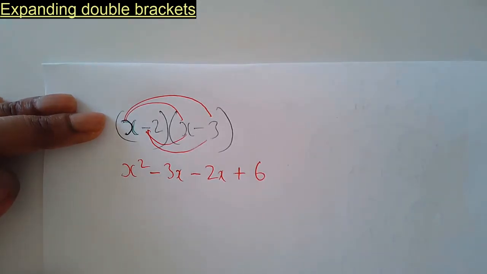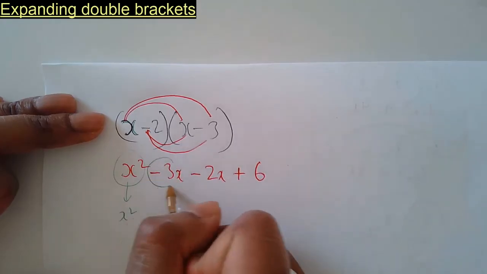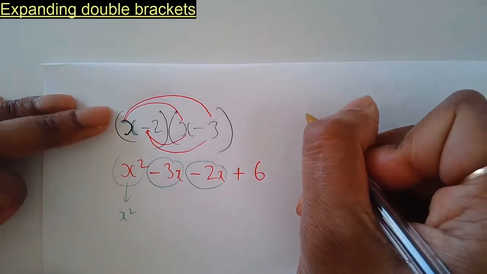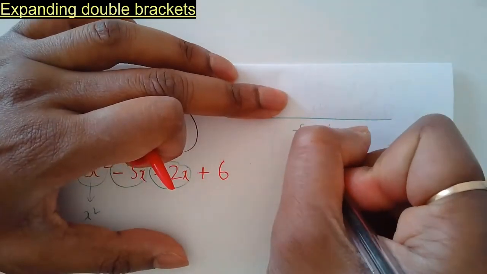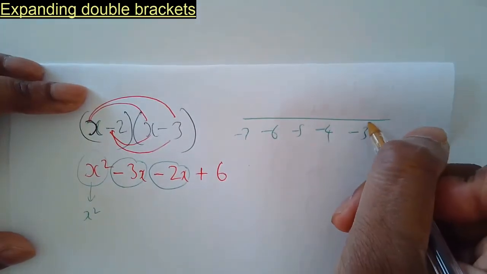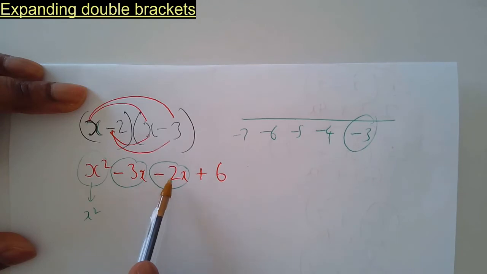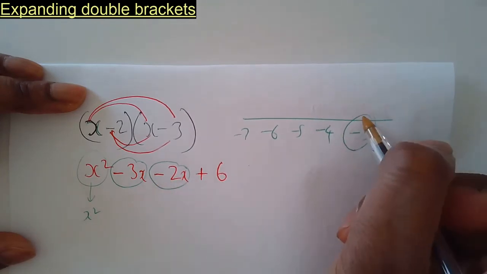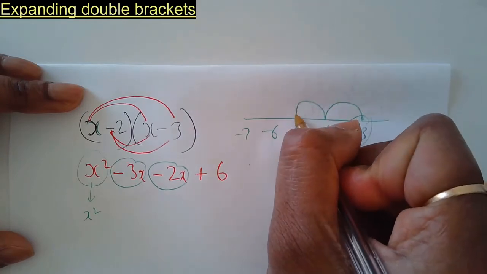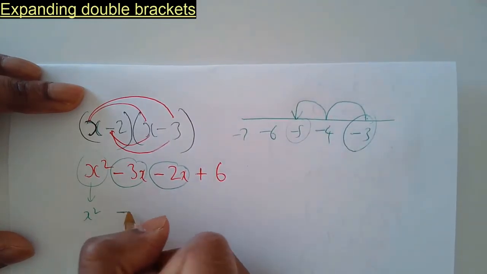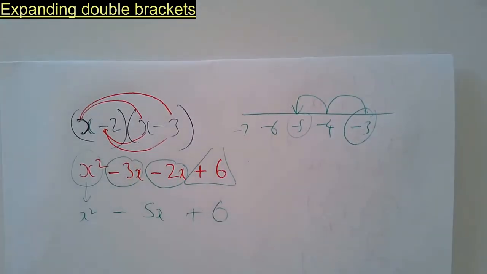All you've got to do now is simplify. You got x squared on its own. Negative 3x, take away 2x. Look at the number line. Negative 3 is right there to begin with. And you're taking away 2x. Taking away 2 is that way, going to the left. 2 spaces to the left. That's negative 5x. And then you got the plus 6 on its own. Can't be simplified any further.